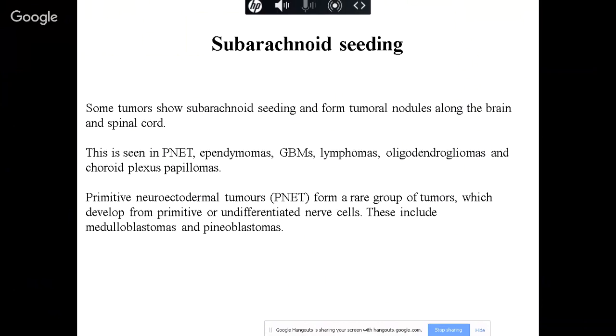So subarachnoid seeding. In kids, mainly it is the primitive neuroectodermal tumor. And GBM, lymphoma, ependymoma, oligodendroglioma, and choroid plexus papilloma can show subarachnoid seeding. Other tumors usually do not do subarachnoid seeding. And then medulloblastoma and pineoblastoma in the pediatric population have subarachnoid seeding. Am I right?